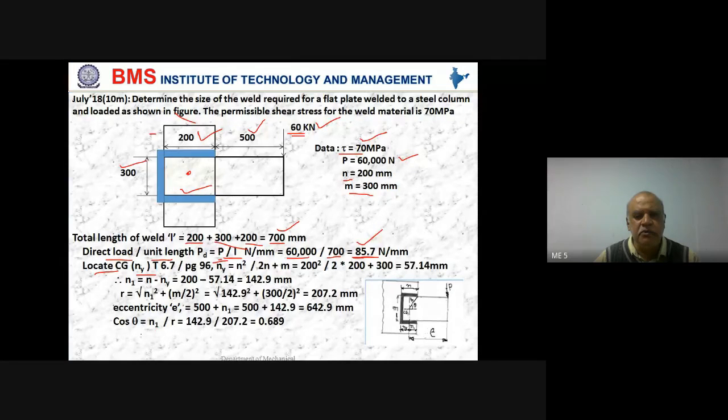Then locate the CG of the welded joint. Go to table 6.7 on page number 96 of your data handbook. Ny is given by n square by 2n plus m, but in the data handbook it is given as 2 of n plus m, so change it to 2n plus m for such types of welded joints. So n is 200, 2n is 2 into 200, plus m is 300. Substitute and you will get the value of the center of gravity, that is, the value of ny. This is ny, correct? This distance is ny. Am I correct?